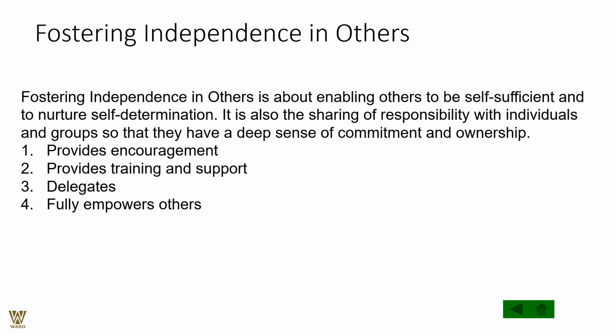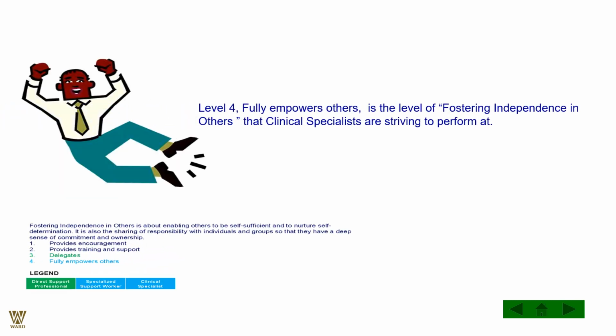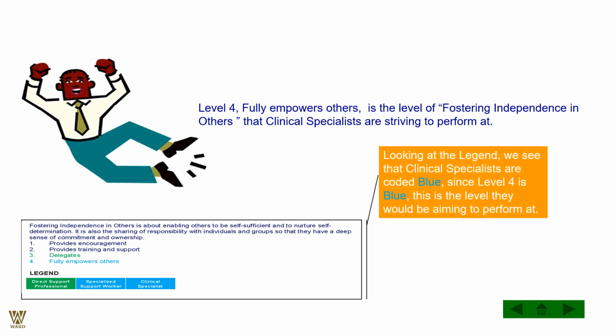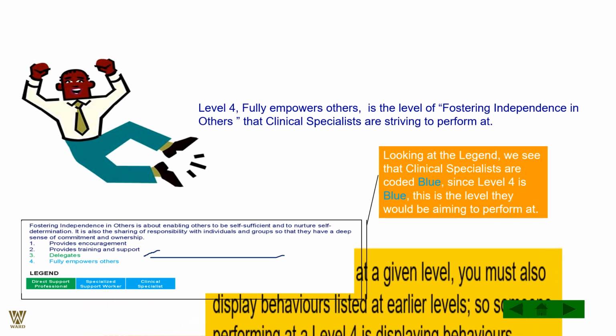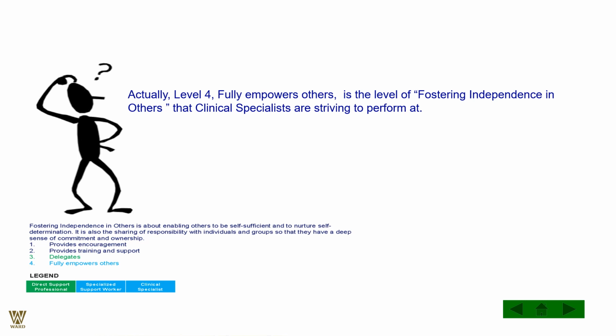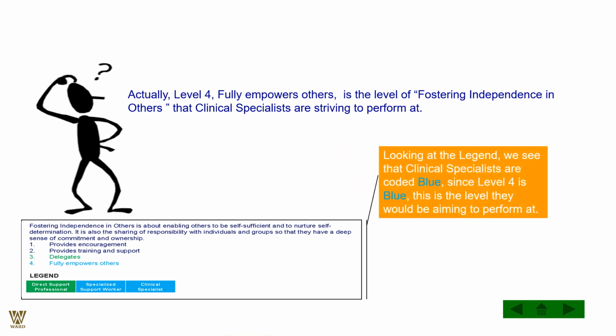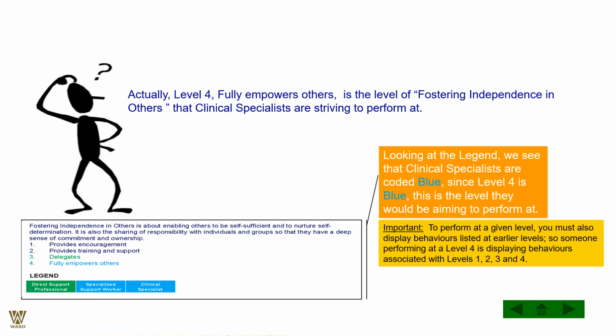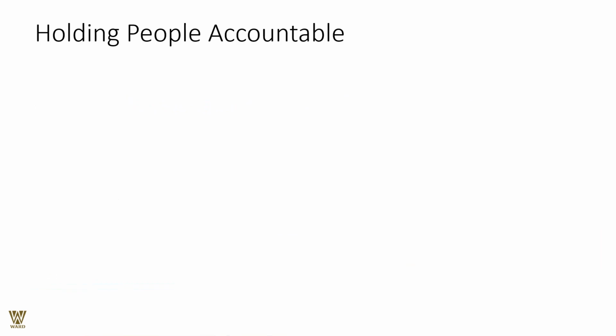So what we are looking at here is sharing what can be done as far as level 4 is concerned. Now level 4 is fully empowering our employees, and that is what we have coded in blue. Be it clinical specialist, it is coded in blue, level 4 is blue, aiming to perform then and there, as and when required. So level 4 fully empowers others in terms of fostering independence, and ensuring that everybody understands the scope of their work, holding people accountable.